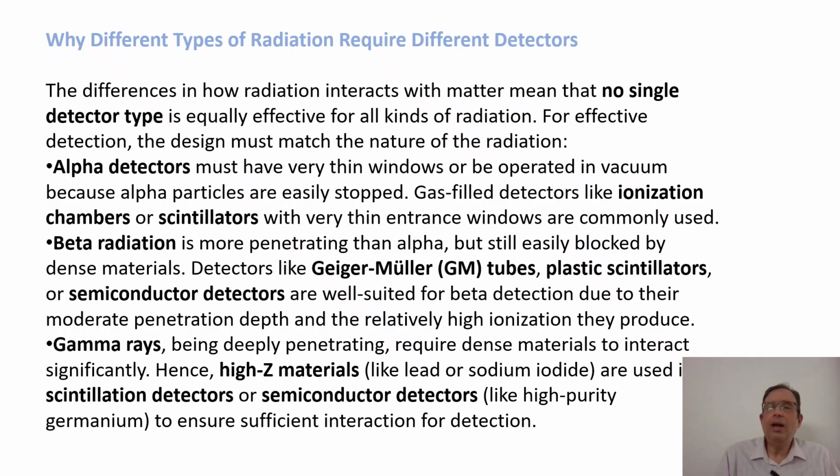So gamma rays are deeply penetrating, so require very dense material to interact, because if you use a thin material, they will not interact at all and they will pass through that material. So high Z material like high atomic number material like sodium iodide are used, or scintillator detectors or semiconductor detectors like high purity germanium are used to ensure sufficient interaction with radiation.